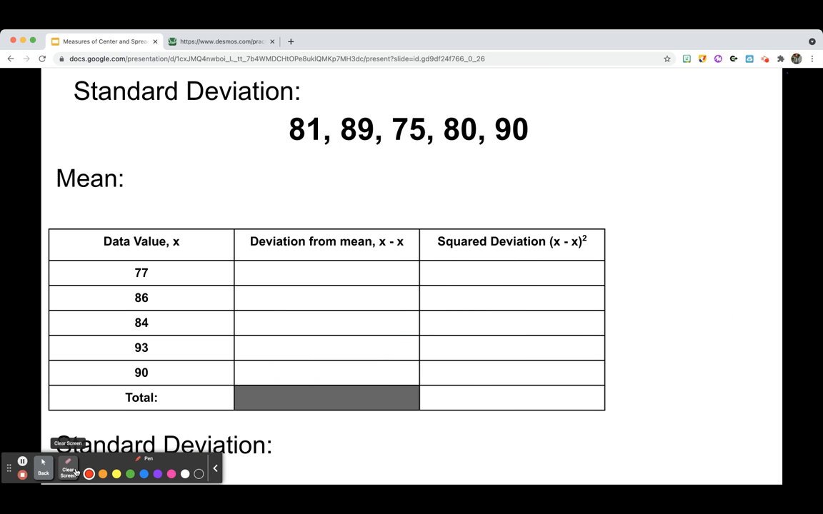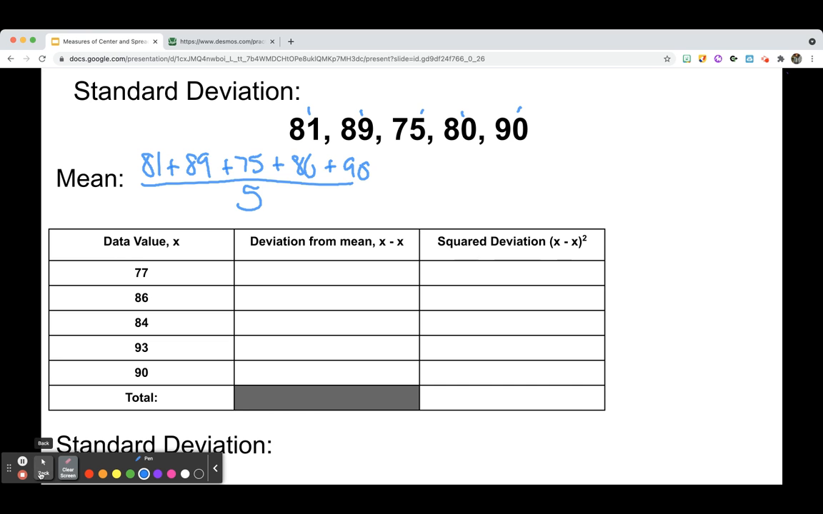Okay, on this one, same concept. We need to first find that mean. So in order to find the mean, we're going to add up those numbers. So 81 plus 89 plus 75 plus 80 plus 90, and divide by the amount of numbers that are present. 1, 2, 3, 4, 5. 5 again in this case.